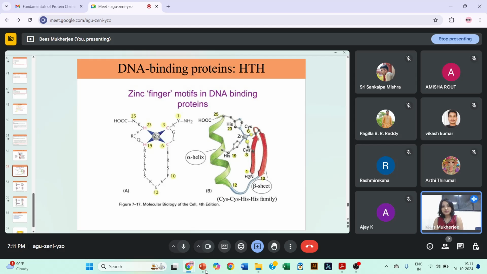The zinc finger motif is involved in DNA binding proteins, and here 4 cysteines coordinate with zinc, or 2 cysteines and 2 histidines coordinate with zinc. In different cases, there can even be 3 cysteines and 1 histidine. That is also there, but very rare. We see that this is coordinating with zinc, and the rest of the thing is present in the form of an alpha helix and beta sheet. So this is how zinc finger motifs look like.